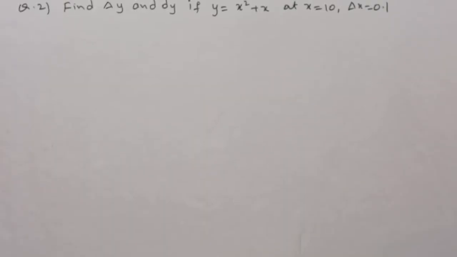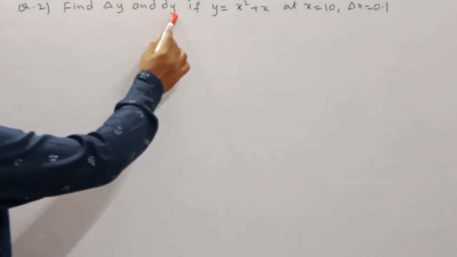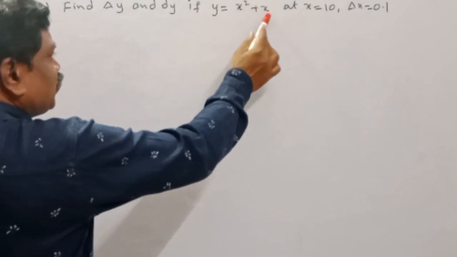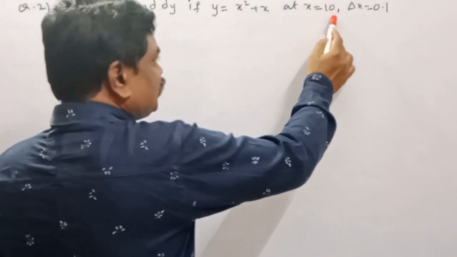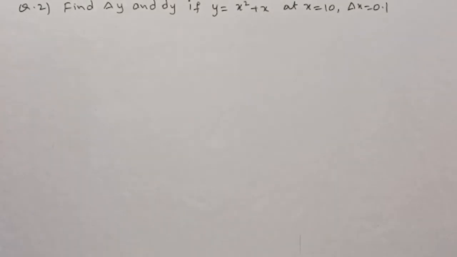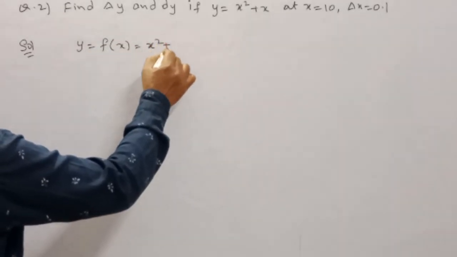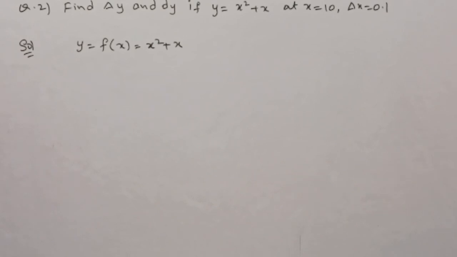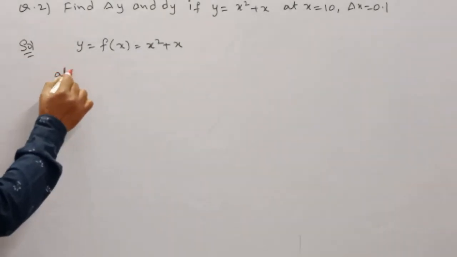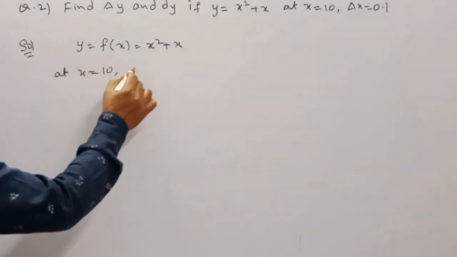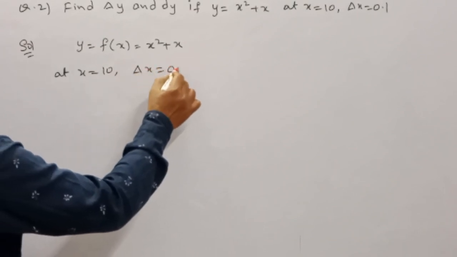Here we have one more problem from application of derivatives. Find delta y and dy if y is equal to x square plus x, at x is equal to 10, delta x is equal to 0.1. You see here y is equal to f of x is equal to the given x square plus x. Okay, all of you. At x is equal to 10 and delta x is equal to 0.1.